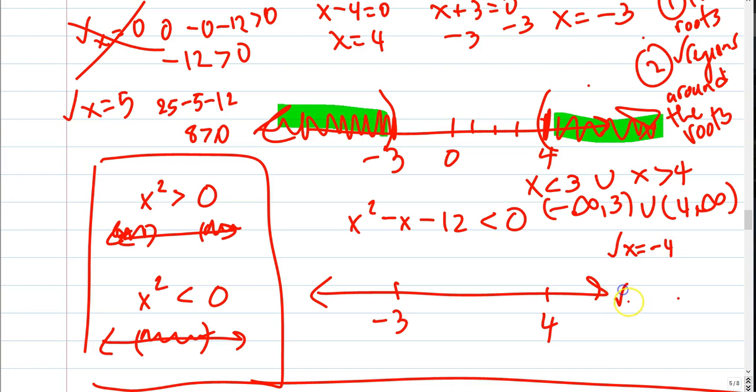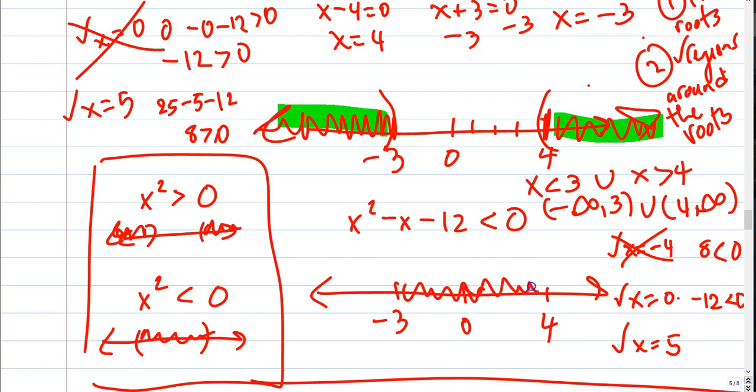I'd be checking 0, and I'd be checking 5. Well, this time it'd be less than 0, so the first one would give me 8 is less than 0, which is not true, so I wouldn't shade to the left of 3. The second one would give me -12 is less than 0, which is true, so I would shade the middle section.